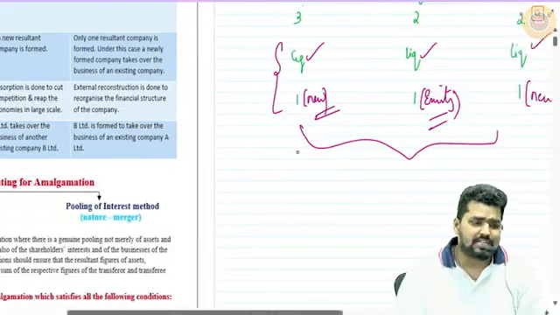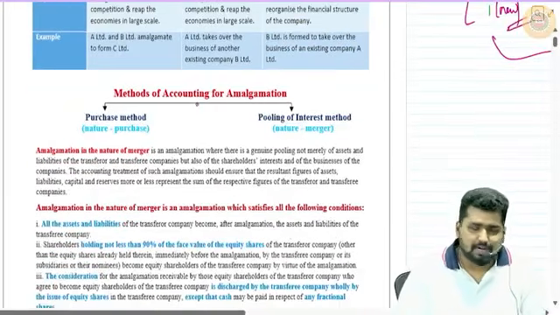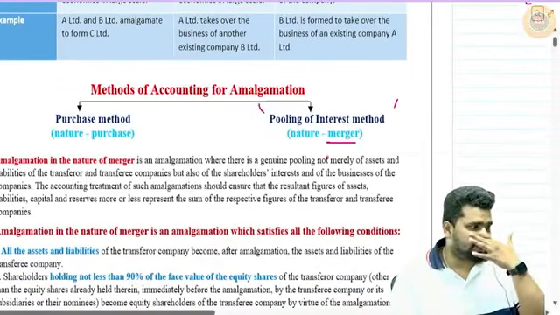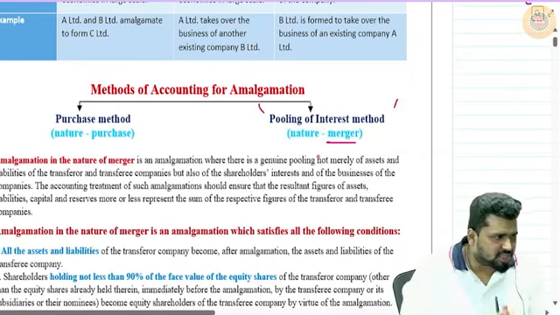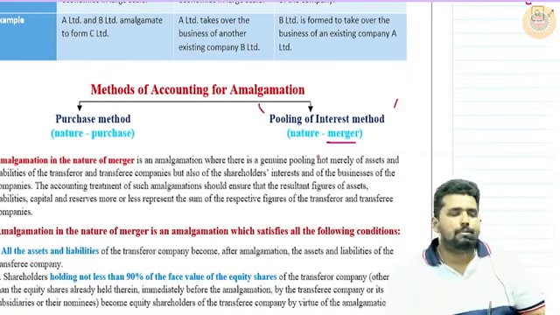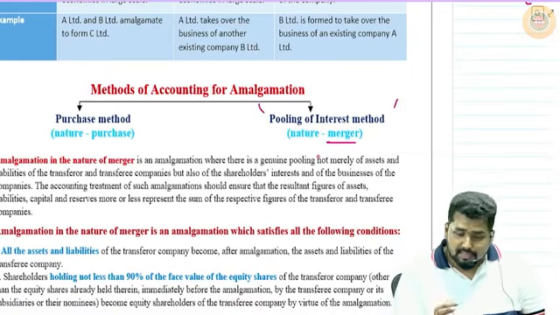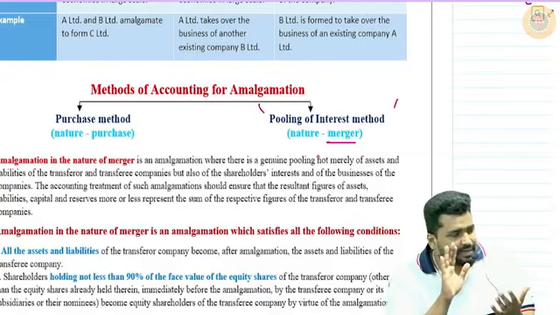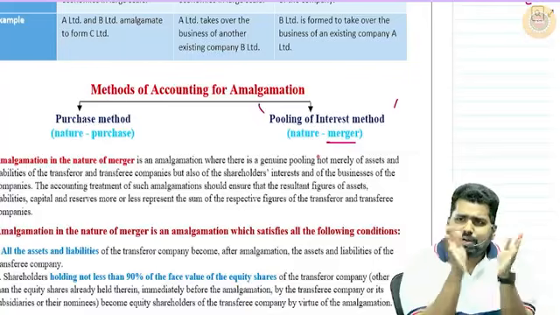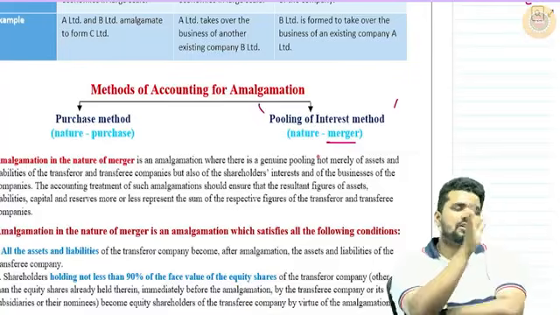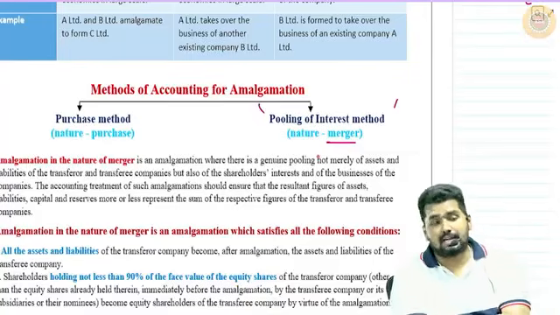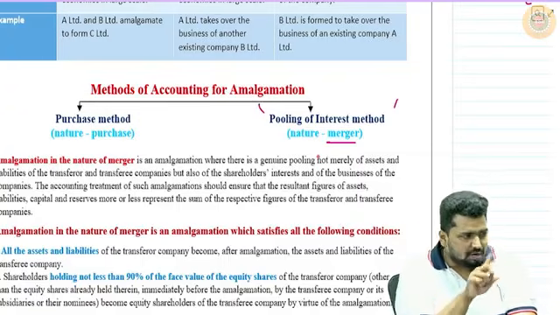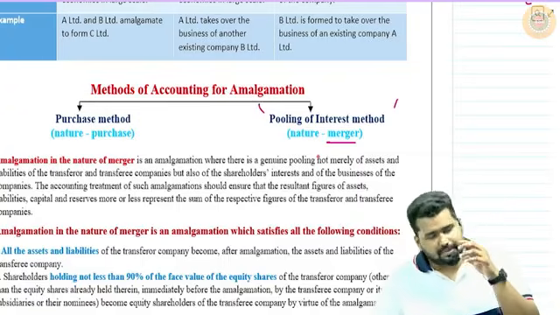When should the pooling of interest method be adopted? When the amalgamation is in the nature of merger, then we have to apply the pooling of interest method. When the amalgamation is in the nature of purchase, then we have to apply the purchase method. Sir, when will we call something a takeover or absorption? When I say amalgamation, repeatedly I'm telling you it can be absorption or external reconstruction. Commonly we will talk of it as amalgamation.